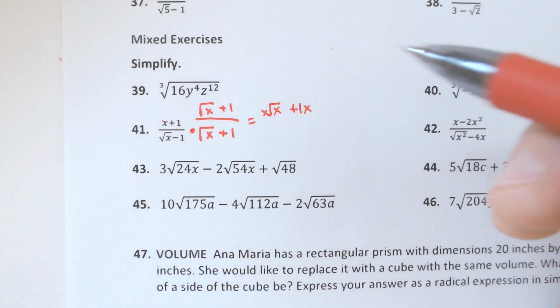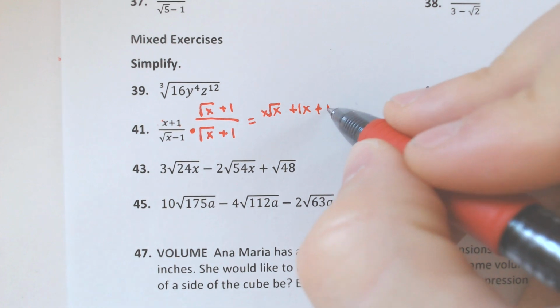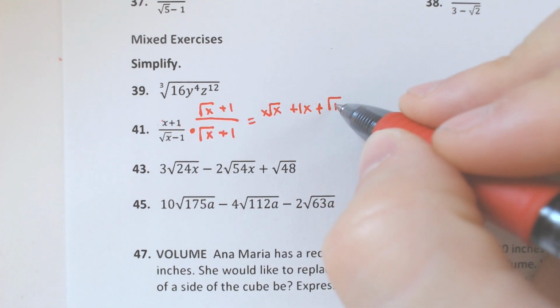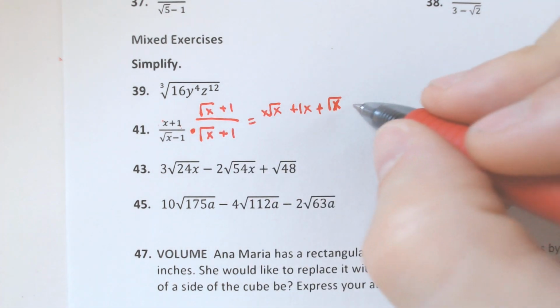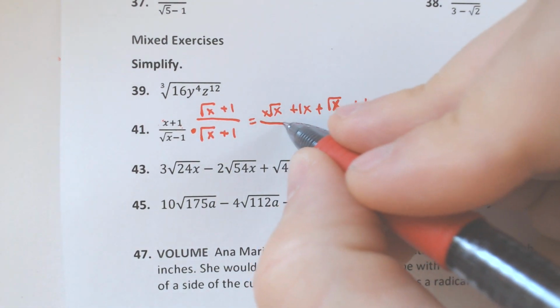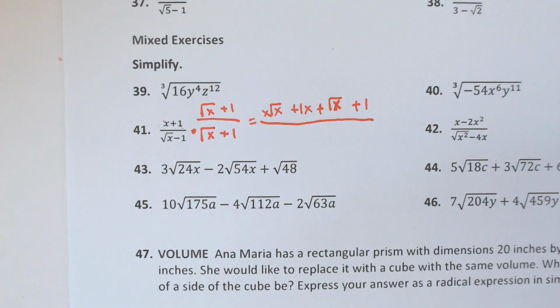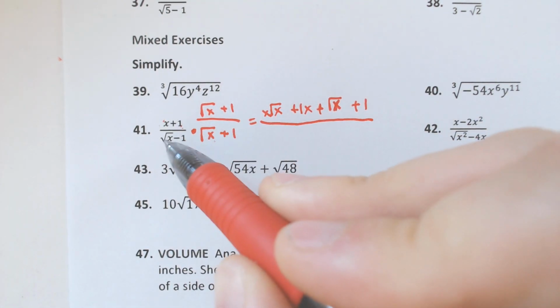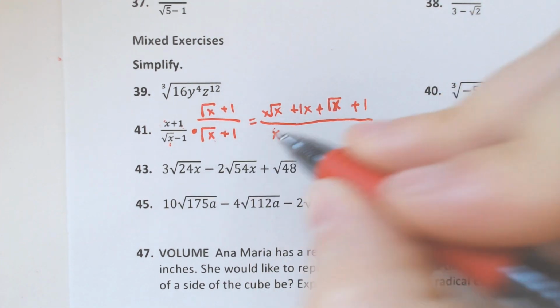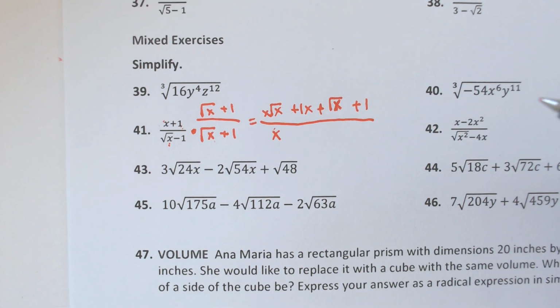Then we have 1 times the square root of x is square root of x, 1 square root of x specifically. And then 1 times 1 is 1. That is the top FOILed out. Square root of x times square root of x, we got to do the square root of x times both. Square root of x times square root of x is x, because square root of x squared is x.